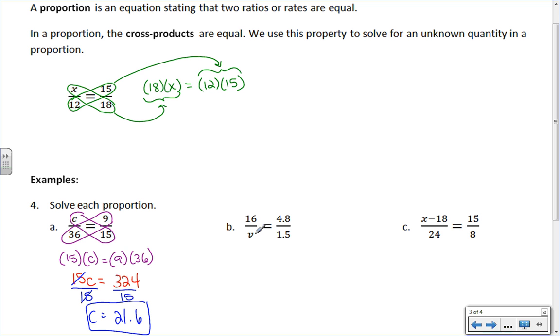For the second one, same thing. Here's the variable, so let's start with this cross product. So 4.8 times b, and then that's equal to the other cross product, 16 times 1.5. Well, 4.8 times b is just 4.8b, and then 16 times 1.5 is 24. And then from here, to get b by itself, we'll divide by 4.8 on both sides. And we'll get that b is equal to 5.